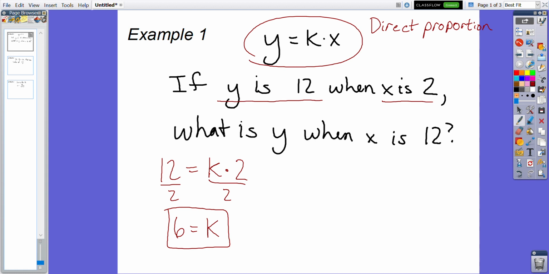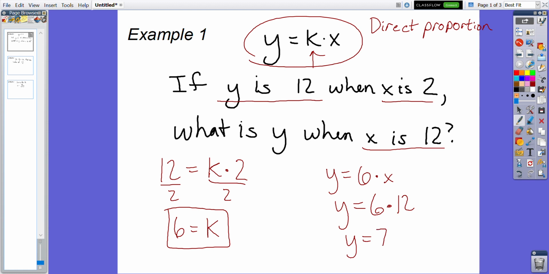So now that I have a value for k, I'm going to replace k with 6 in the original formula, which is this guy right here. So y equals 6 times whatever x is. Now we're going to try to find y when x is 12, so I'm going to replace x with 12. We get y is equal to 6 times 12. So that means y has to be 6 times 12, which gives me 72.